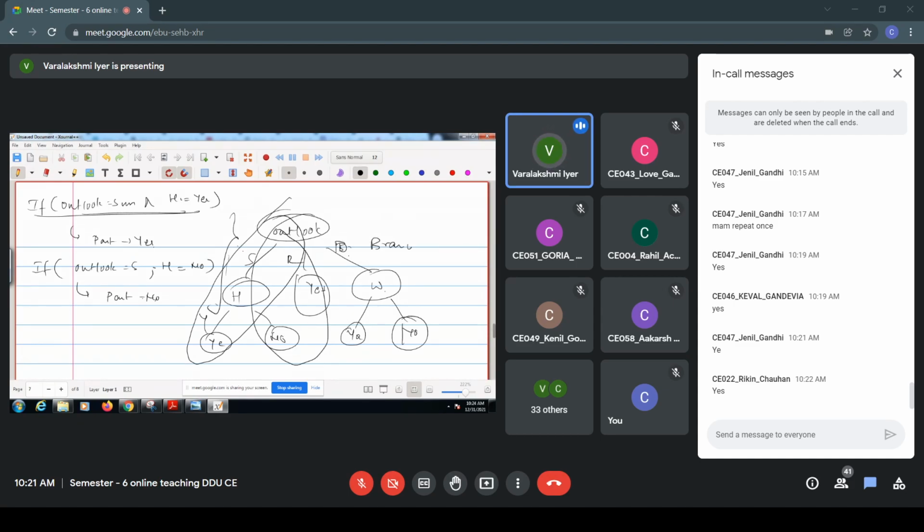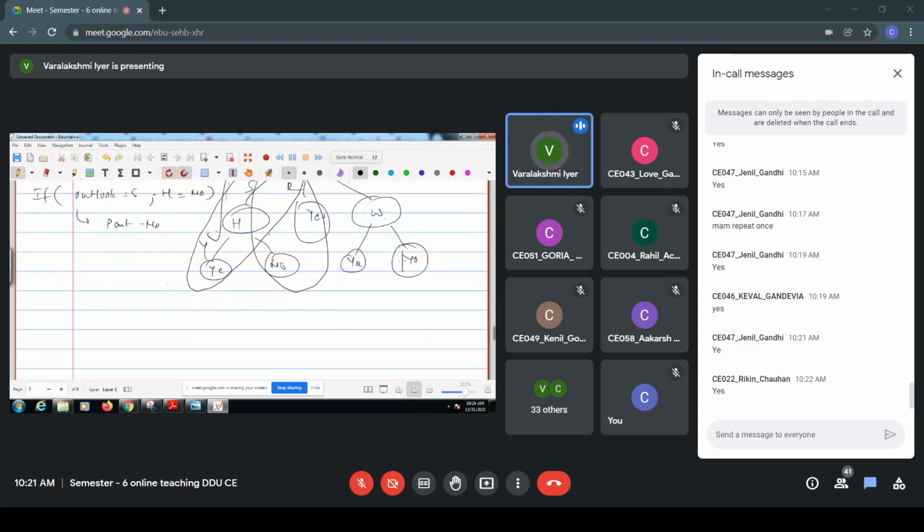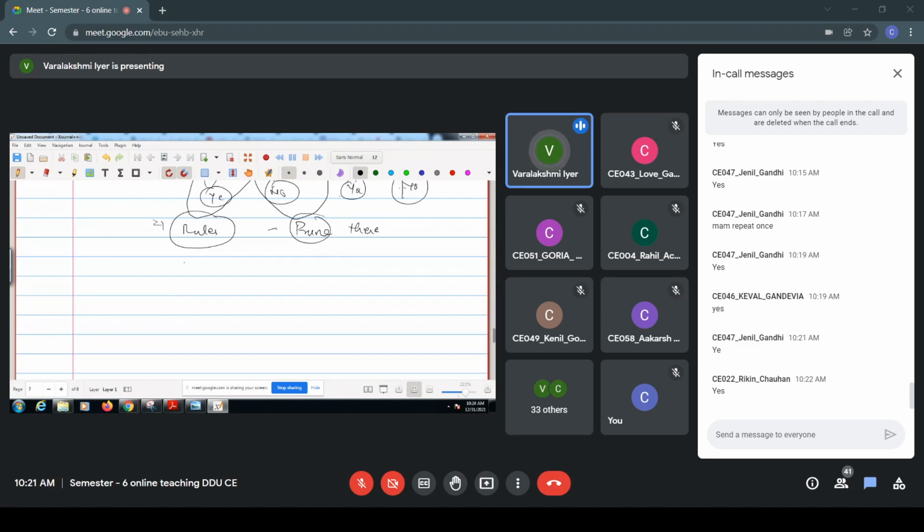So how many branches do we have? We have 1, 2, 3, 4 and 5 branches, and we'll create rules for each of the branches. Then what we'll do is prune these rules. For example, let us prune.